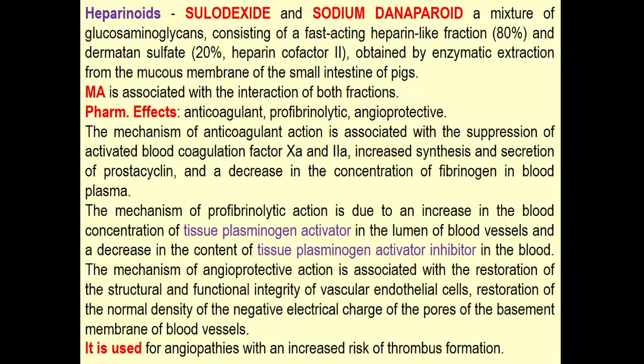Heparinoids are used for angiopathies with an increased risk of thrombus formation.